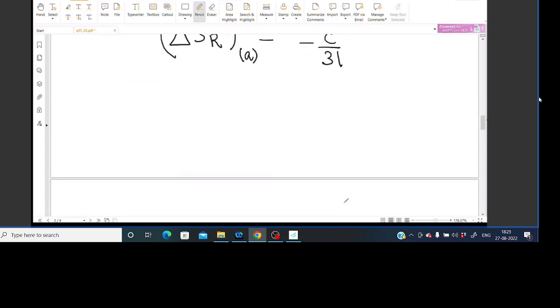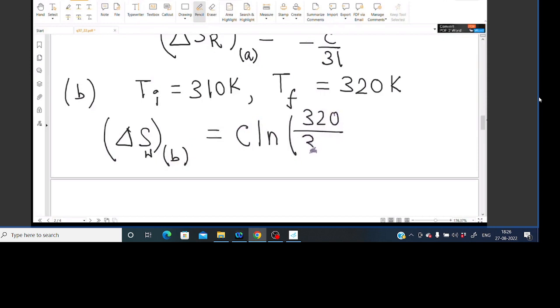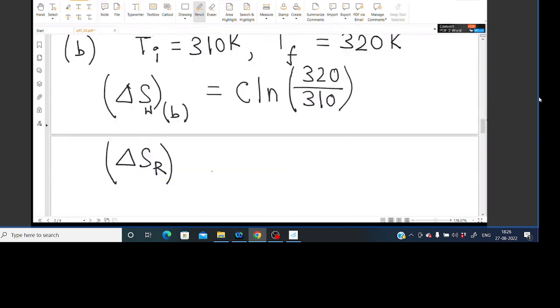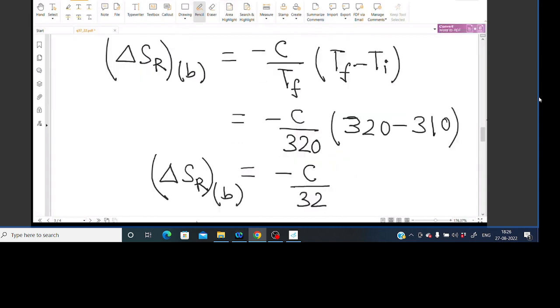Now let's focus on subprocess B. Here the initial temperature of water is 310 Kelvin and the final temperature of water is 320 Kelvin. So the change of entropy of water in subprocess B is equal to C log 320 by 310. The change of entropy of the reservoir in subprocess B is equal to minus C by Tf into Tf minus Ti. Putting Tf equal to 320 Kelvin and Ti equal to 310 Kelvin, we get the change of entropy of the reservoir in subprocess B is equal to minus C by 32.